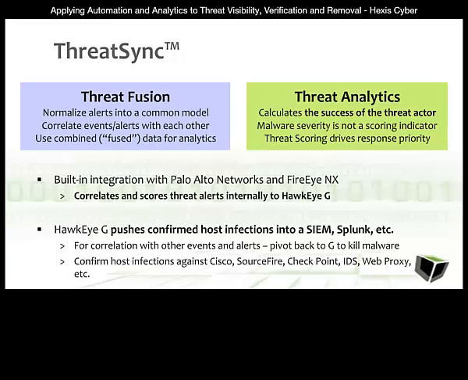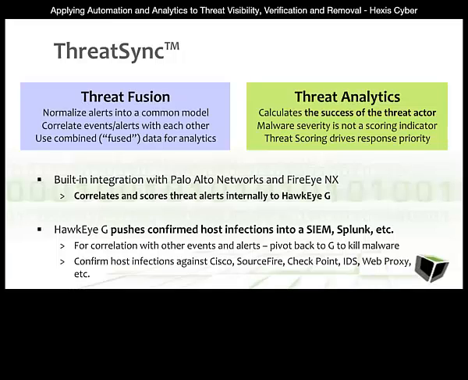So if you have Cisco or SourceFire or Checkpoint, any IDS or web proxy, and it's going to your SIEM, HawkEye G will push out indicators and infections and incidents into your SIEM as well. We would send the same threat scores. You can look at your SIEM. You can say, oh, HawkEye G found something, and my IDS found something. Let me pivot back into the GUI, which I just showed you, on HawkEye G, do one last step verification, and then click manual countermeasures if you don't have automation set up.